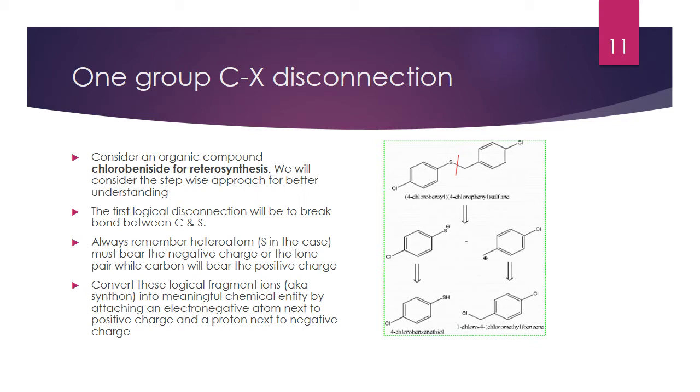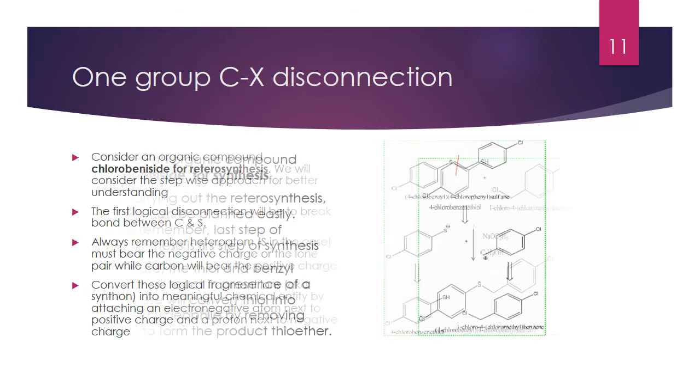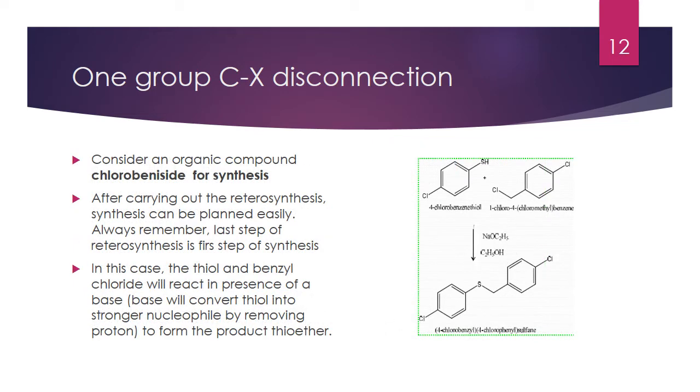Always remember, the last step of the retrosynthesis is the first step of synthesis. So these are your first reactants. By reacting thiol with this benzyl chloride, you will get the product. So this is the synthesis. The reaction can be carried out using sodium ethoxide as a base in the presence of ethanol. This base will pick up the proton from the SH, the thiol, converting it into a negatively charged fragment. This negatively charged fragment will attack this carbon, which is deficient because of the attachment of chlorine. The chlorine will be displaced and we get a carbon-sulfur bond.